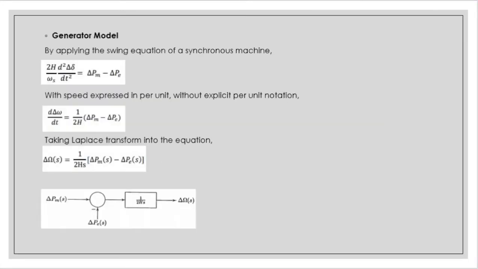For the mathematical modeling part, the system first will be analyzed and its various components figured out. In the generator model, the first equation obtained here is when the swing equation of a synchronous machine is applied to small perturbation, and the second equation is in terms of small deviation in speed. After the speed is expressed in per unit without explicit per unit notation and taking the Laplace transform, the last equation is obtained.